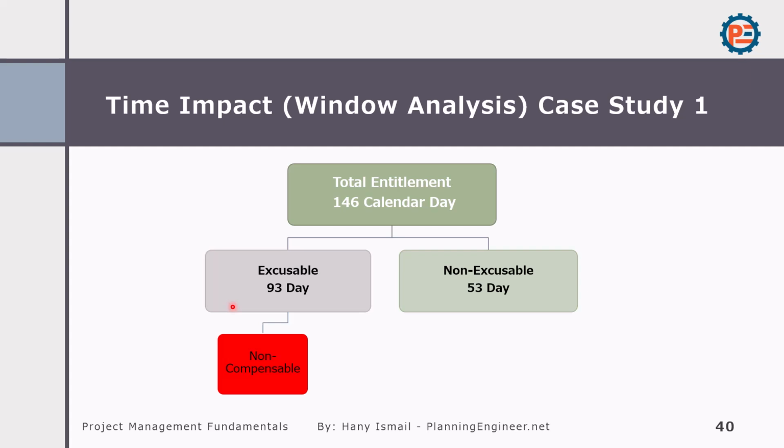What is the meaning of non-compensable? It means no prolongation cost. And the remaining 53 days, we should apply delay penalty. This is how it works, the time impact or window analysis.